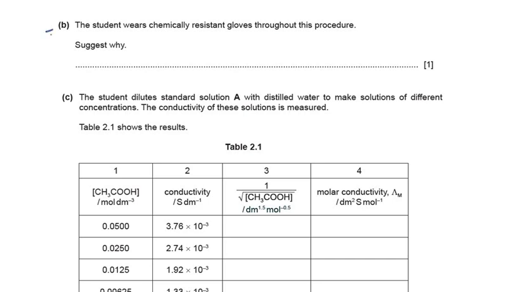The next sub question here is that the student wears chemically resistant gloves throughout this procedure. Suggest why. Though it's a weak acid, it's an acid. So we can say that ethanoic acid is corrosive. Most of the acids are corrosive. So ethanoic acid is corrosive in its pure form. So we need to use the chemically resistant gloves. Let's go ahead with the next part.